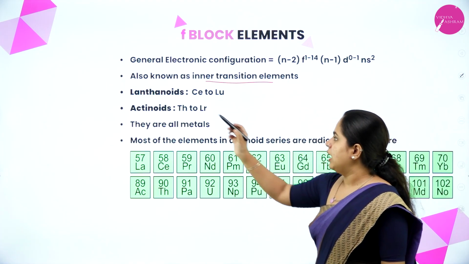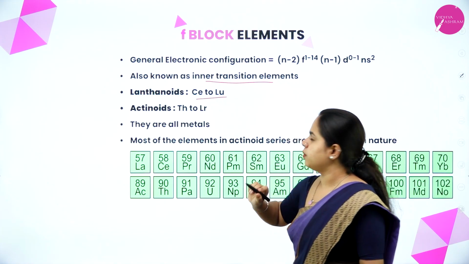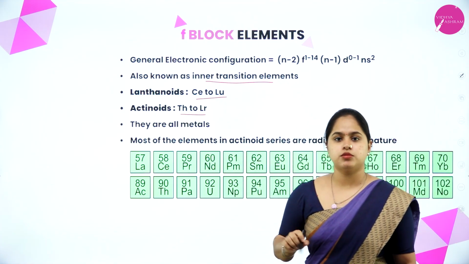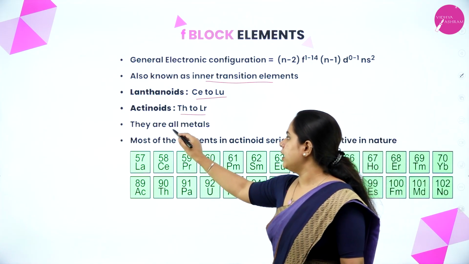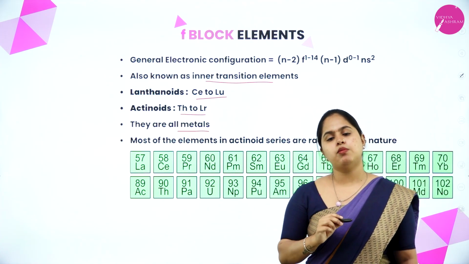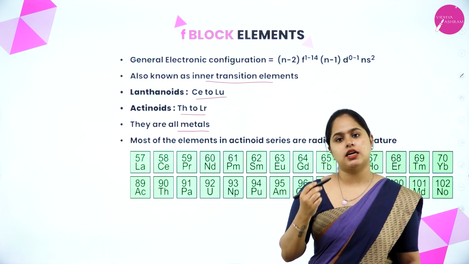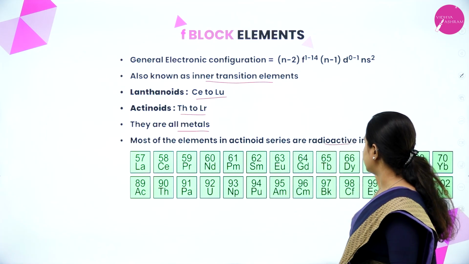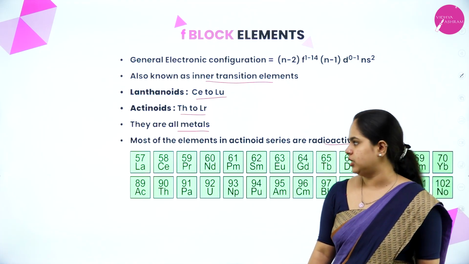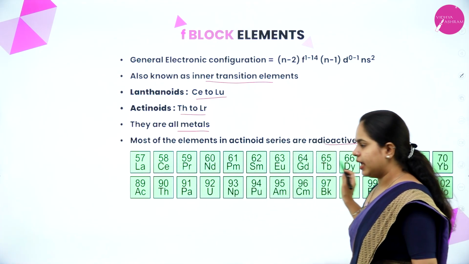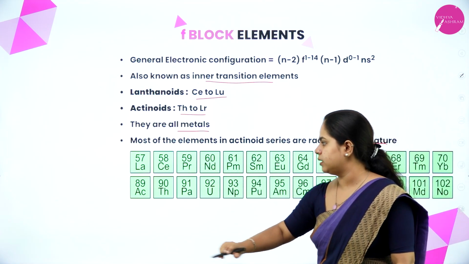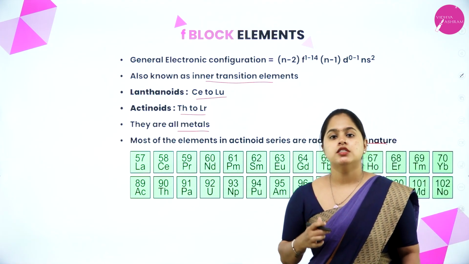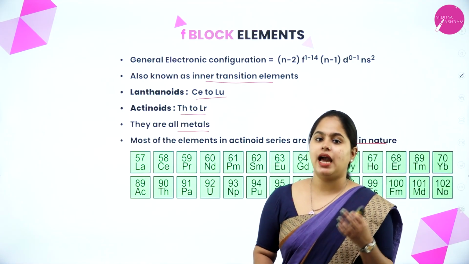Clear? Yes. And lanthanoids go from cerium to lutetium and actinoids from thorium to lawrencium. And they are all metals. D block elements and F block elements consist of all metals. And most of the elements in the actinoid series are radioactive in nature. So this is the lanthanoid series starting from lanthanum, and this is the actinoid series. So I hope it is clear. So this is about S, P, D and F block elements.